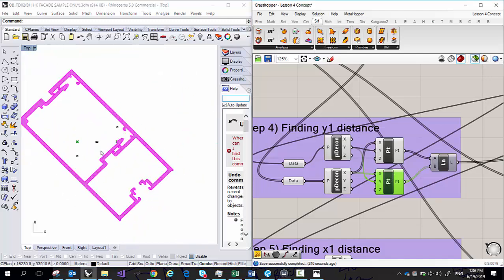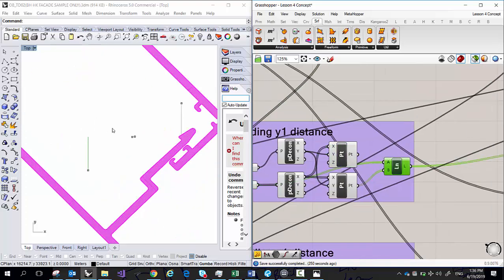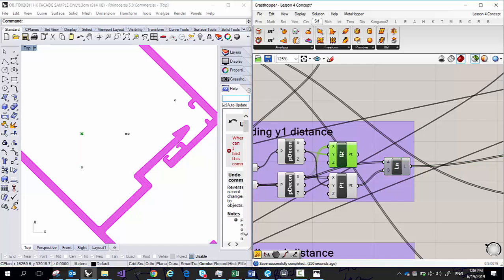Where's the second point? Oh, there it is. Just can't see it. And these 2 points here, they should just be these 2 points here. You see that? All I'm doing is massaging around.